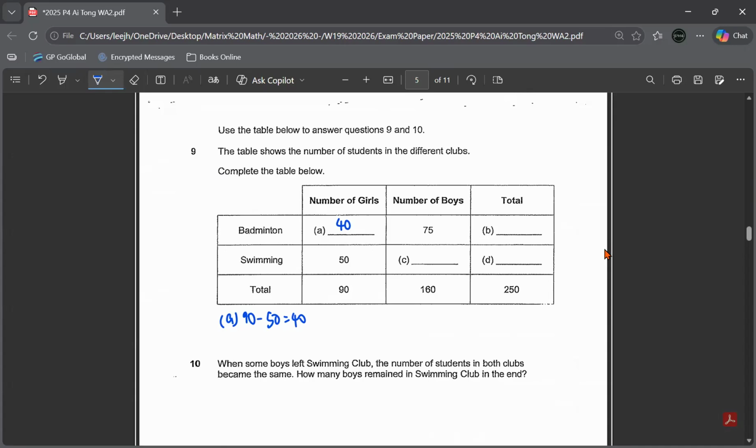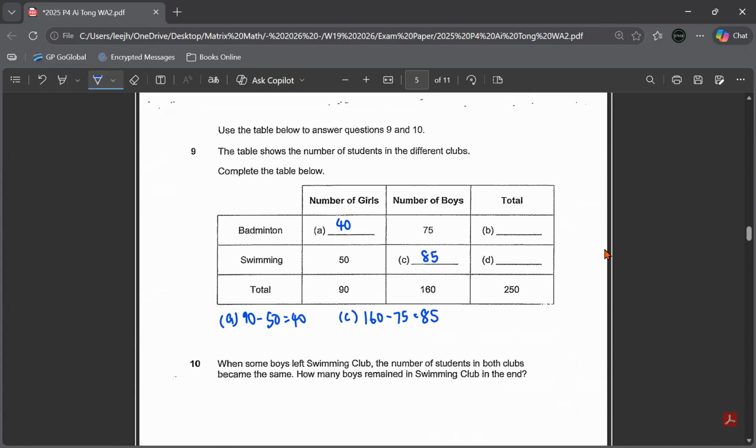Now for the boys, C here, right? So we work out C first. So the number of boys in badminton club is 75. I don't know how many for swimming, but I know I have 160 boys. So in order to find the boys in the swimming club, I have to take 160 minus 75. So the boys in the swimming club is 85.